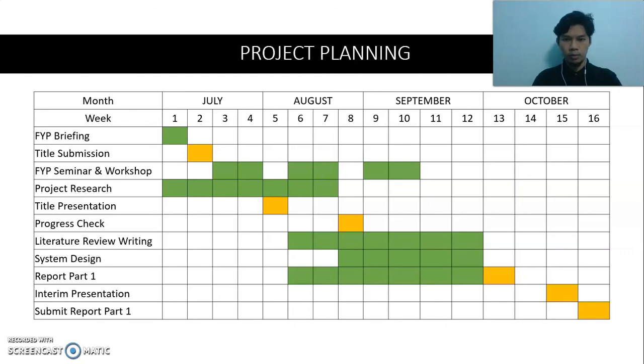So this is my project planning. For the past month, I have been doing project research, and probably I'm going to continue until the 7th week. I will start writing my literature review from next week. I will start system design around the 8th week.